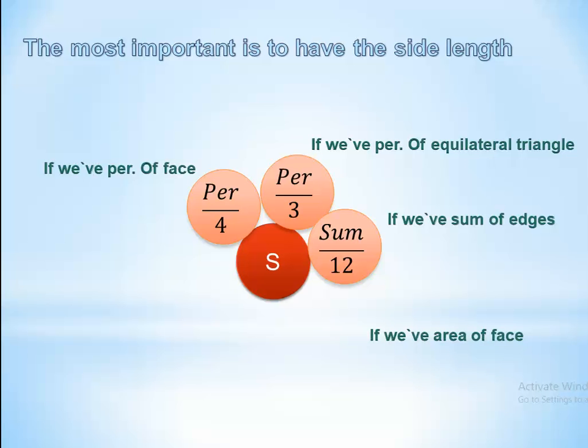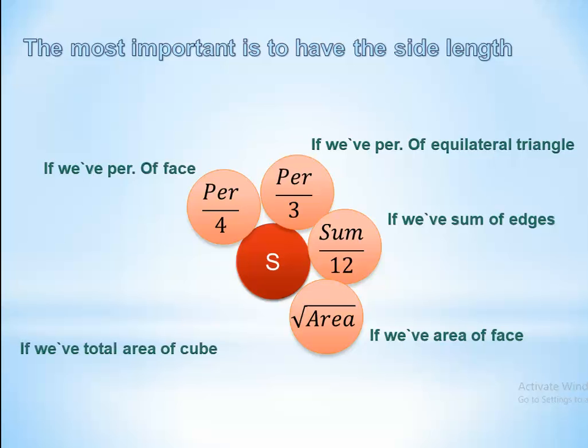If we have the area of one face, we know that the area of a square equals side by side. If I want to get the side, we must take the square root of the area. The square root is a sign on your calculator. You press it and put the number of the area, and you will get the side.